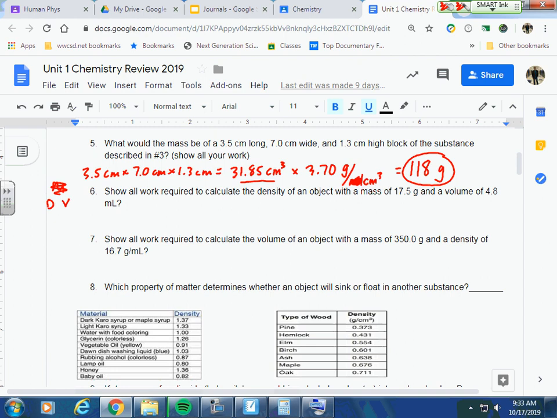All right. Number 6, show all work required to calculate the density of an object with a mass of 17.5 grams and a volume of 4.8 milliliters. All right, so again, we've got mass, density, volume. This time they want us to find the density. So cover up density. I've got mass over volume. So take the 17.5 grams and divide that by 4.8 milliliters. And you should get an answer like 3.65 grams per milliliter.